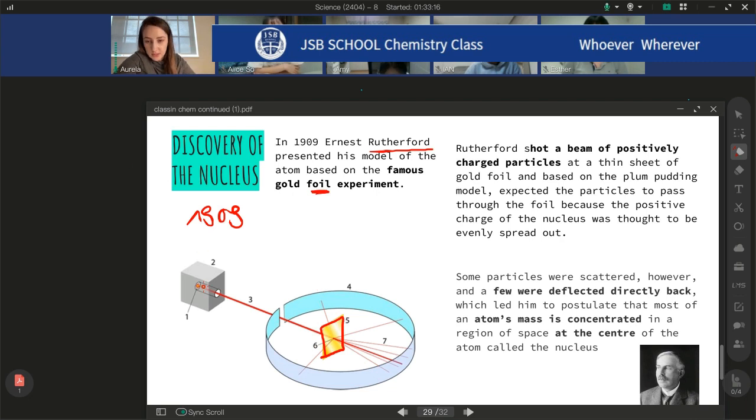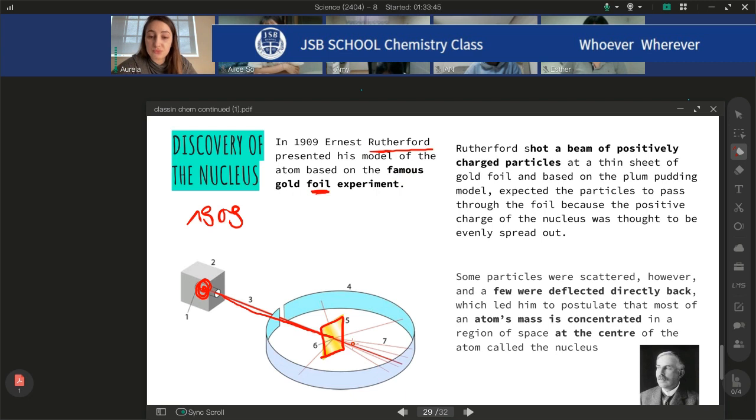So what you see here, they shoot from this point, they shoot positive particles here. So positive charge is being thrown at this gold foil. Now, gold is an element. Gold is made of atoms as well. So they were basically trying to find out what happens if I shoot positive particles at a lot of atoms.